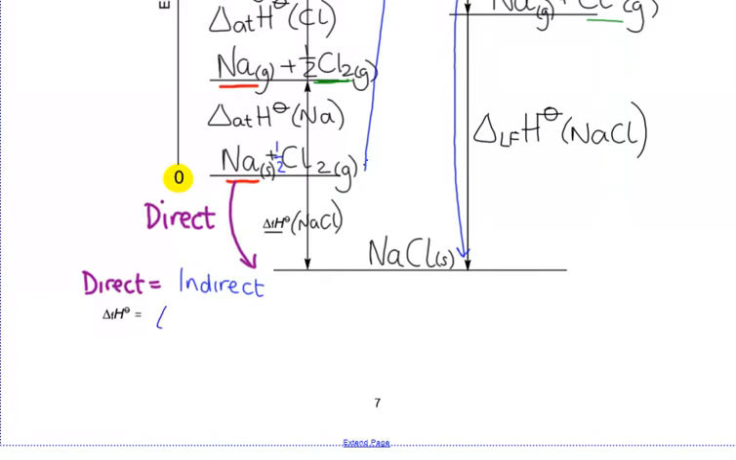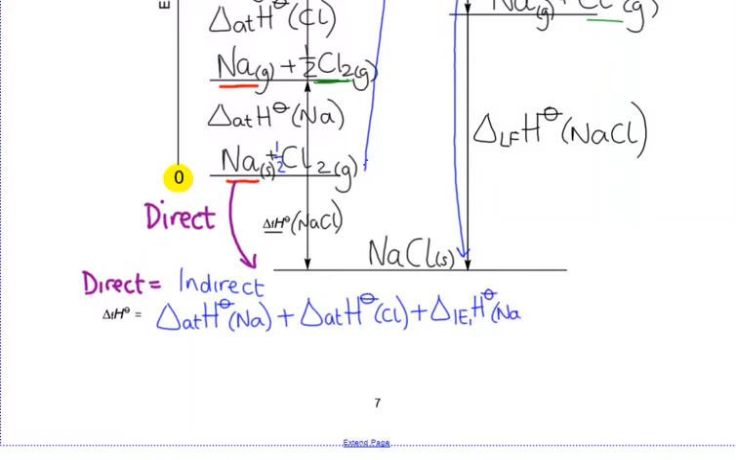So we go that long way around, we've got the enthalpy of atomisation of sodium and the enthalpy of atomisation of chlorine and the first ionisation enthalpy of sodium and the electron affinity of chlorine, and then the lattice formation of sodium chloride. So we're going the direct route equals the indirect route.